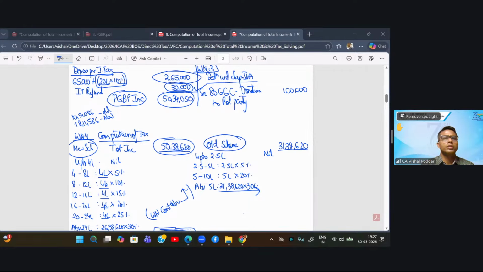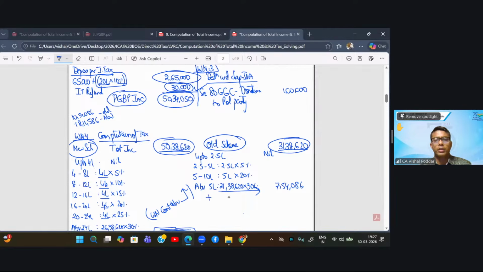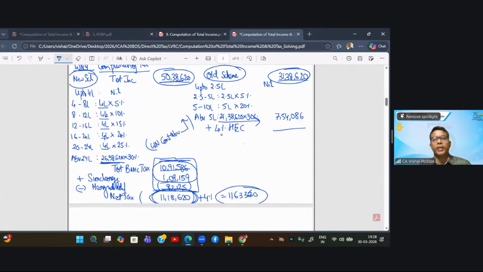So Navneet is giving me basic tax of 754,086. Correct? Now this amount is below 50 lakhs, so there is no surcharge. Directly 4% health and education cess. So here your final tax after adding 4%, how much is given?